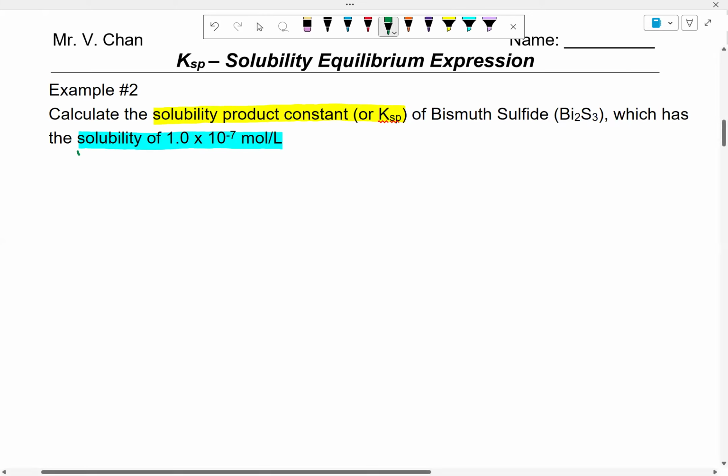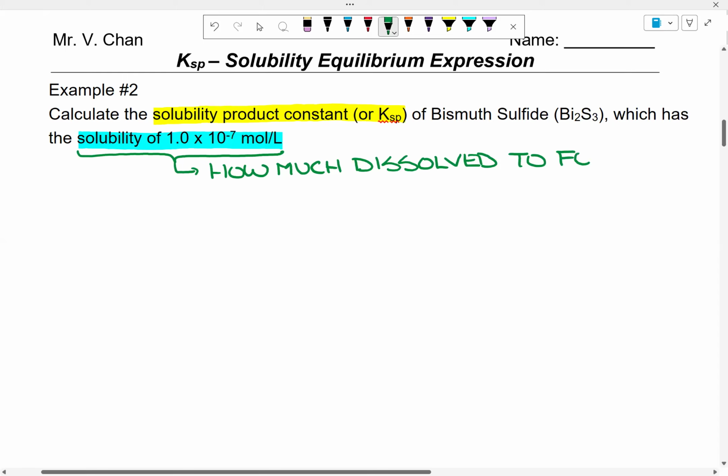In this particular case, this solubility is how much dissolved to form equilibrium, or a saturated solution.